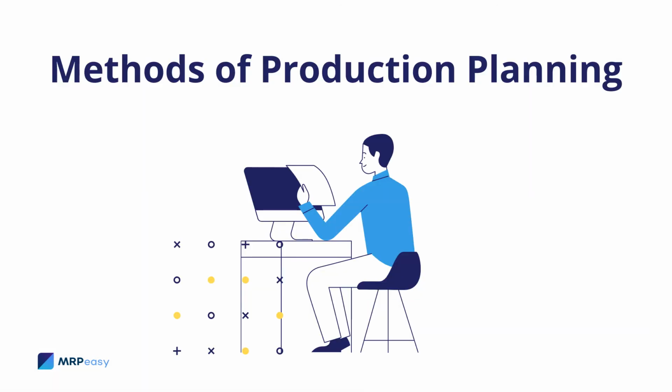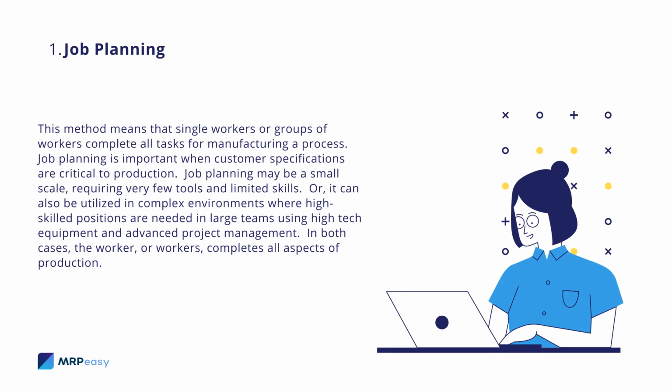Once a manufacturer has assessed its business needs to include the considerations above, they can determine which method of production planning works best for them. There are 5 main methods of production planning to choose from. 1. Job planning.